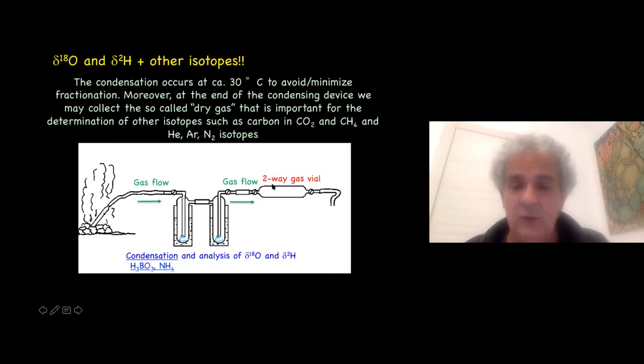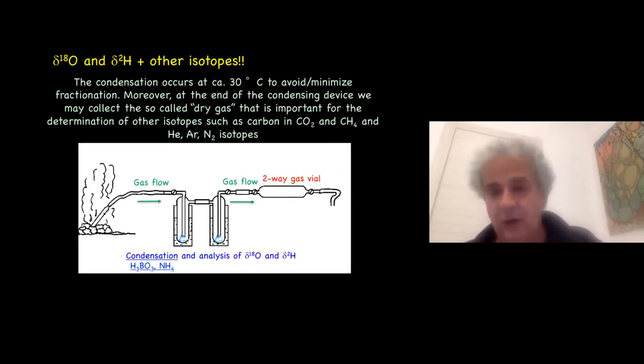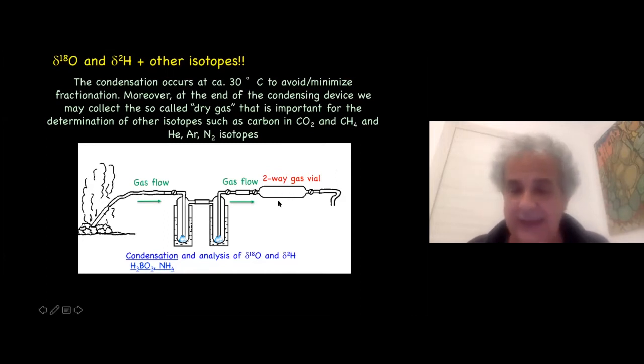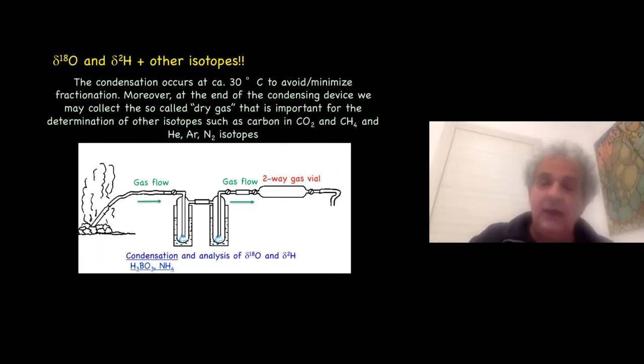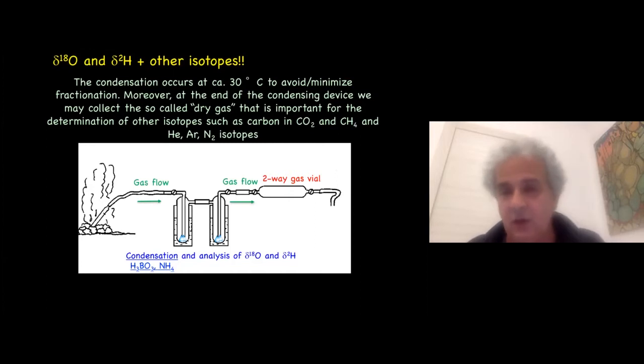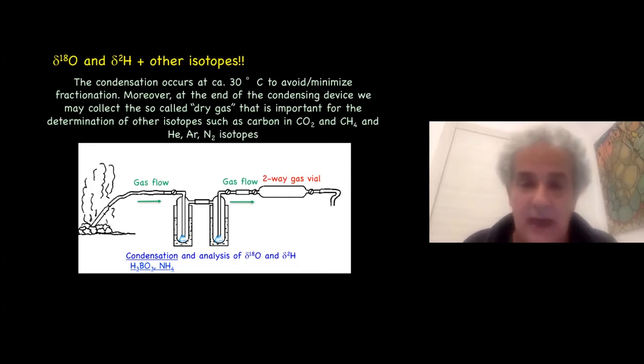You collect the dry gas with a two-way gas vial. You have two ends of this gas vial. So you may flush continuously this gas vial until you are sure that basically you are collecting just the fumarolic gases without water. And what can we do in this dry gas? We can do a lot of things. We can do the helium isotopes, the argon isotopes, the nitrogen isotopes, the carbon isotopes in CO2 and the carbon isotopes in methane, and obviously the oxygen and hydrogen in these two carbon compounds.